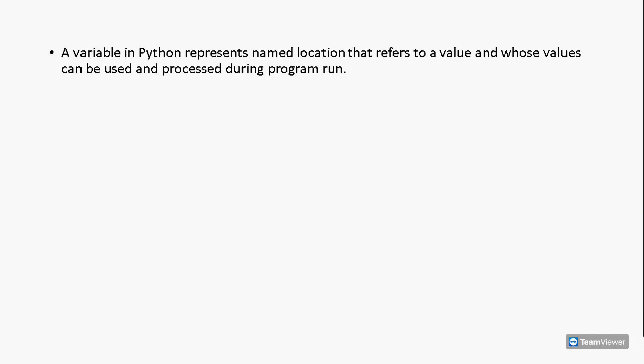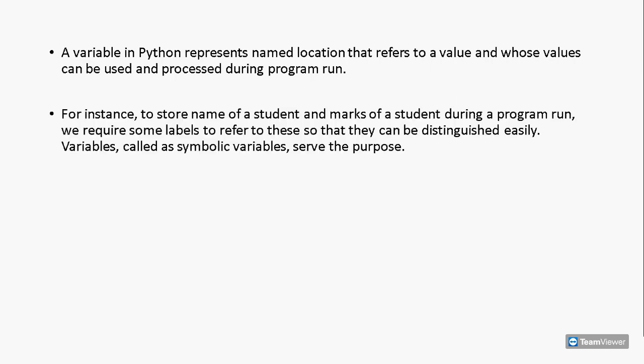We were continuing with Python fundamentals and today we will talk about variables and assignments. Basically, a variable in Python represents a named location which refers to a value. These values can be used and processed during program run. For instance, to store the name and marks of a student during a program run, we need some labels to refer to these so that these are distinguished easily.